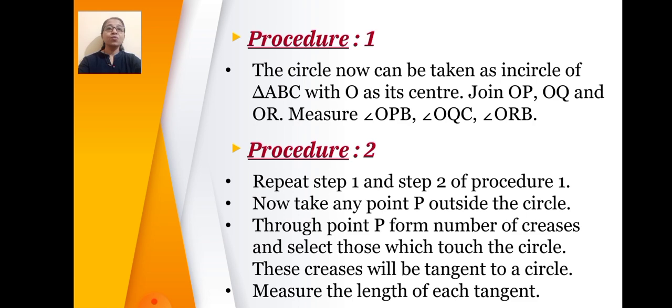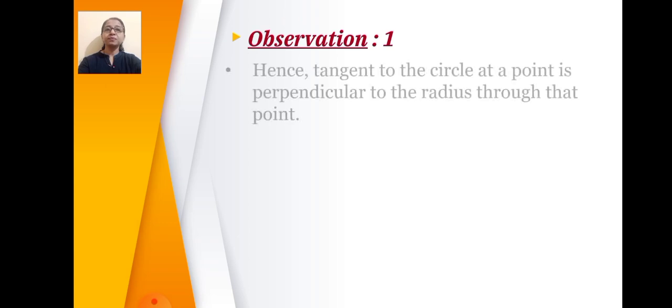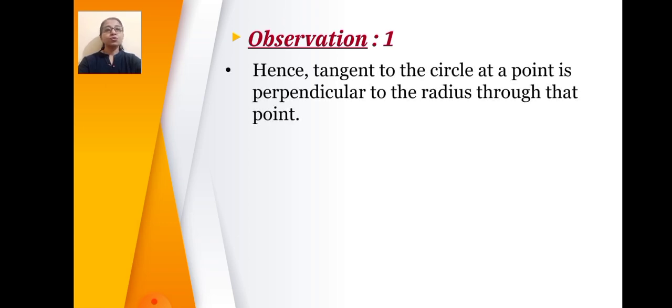Now let us see the observations of this activity. The first observation is that you will observe that the tangent to the circle at a point is perpendicular to the radius through that point. This is the observation of your first procedure.